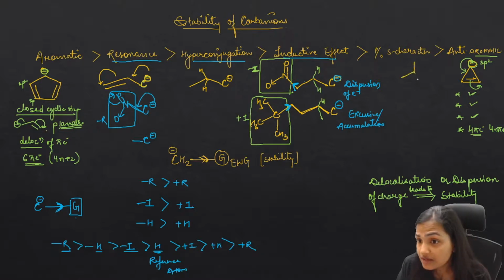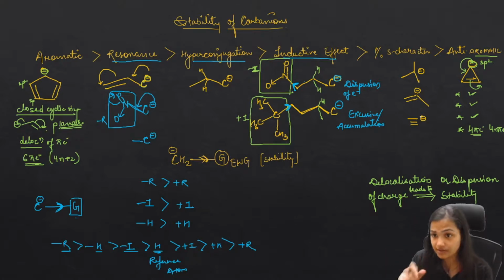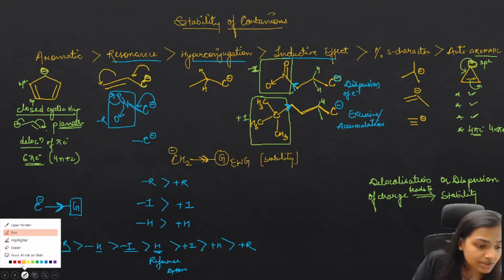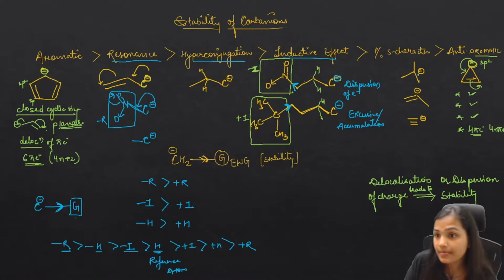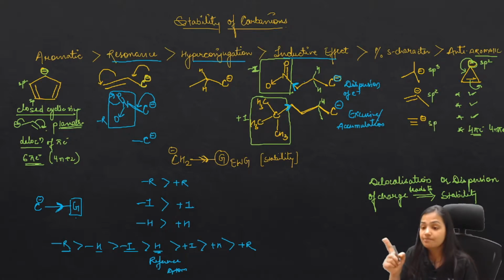you do have a carbon with a negative charge. You do have a carbon, this is your carbon with a negative charge, or you do have a carbon with a negative charge. If you see all three cases, you will come to a conclusion that this carbanion is sp3 hybridized, this carbanion is sp2 hybridized, and this carbanion is sp hybridized. So as the percentage of S character increases, the electronegativity increases.